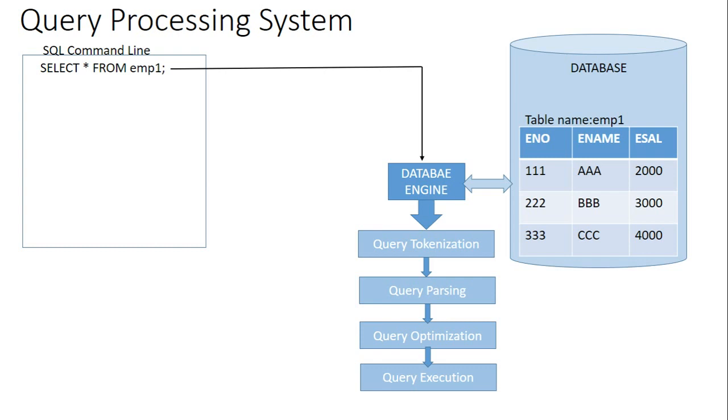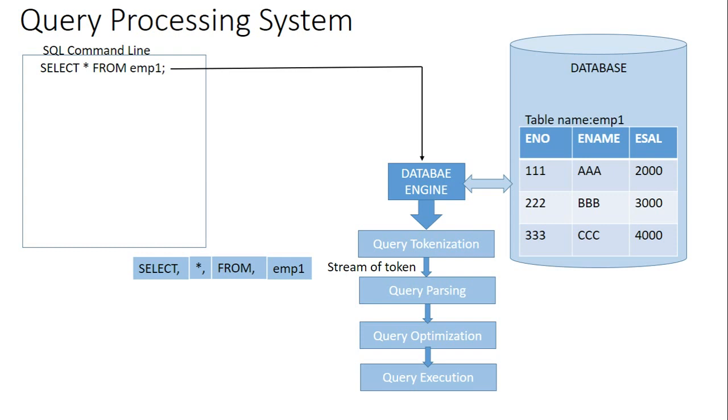In turn, the database engine has 4 phases, namely query tokenization, query parsing, query optimization, and query execution. So this query is passed through all these phases. When the query passes through the first phase, query tokenization, it creates a stream of tokens. It divides the given query into tokens. For select star from EMP, select is the first token, star is the second token, from is the third token, and the relation name, EMP1, is the last token.